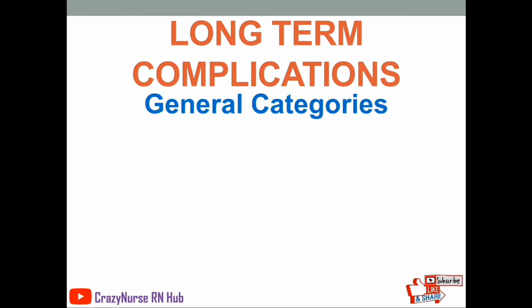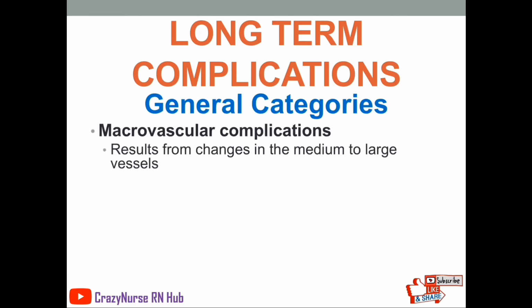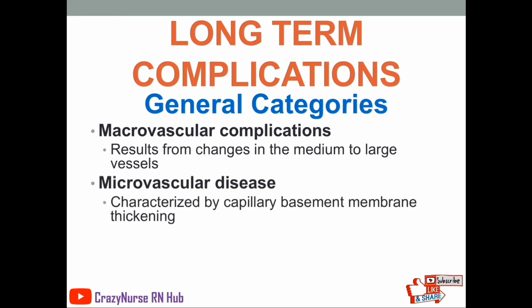The general categories of long-term diabetic complications are: first, we have macrovascular complications. It results from changes in the medium to large vessels. We also have microvascular disease or complications. It is characterized by capillary basement membrane thickening.